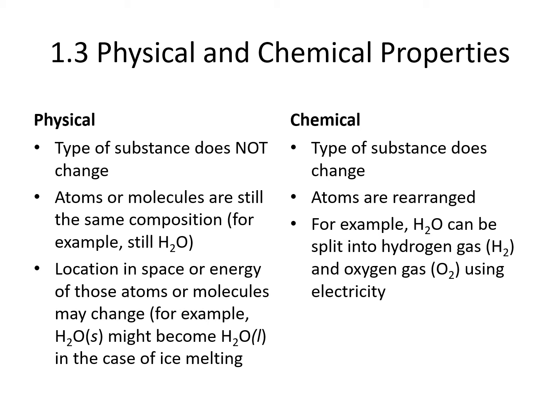With chemical properties, the type of substance does change. Bonds get broken and the atoms get rearranged. The molecules you get out are different from the molecules you put in. For example, water molecules could be split to make hydrogen and oxygen molecules.